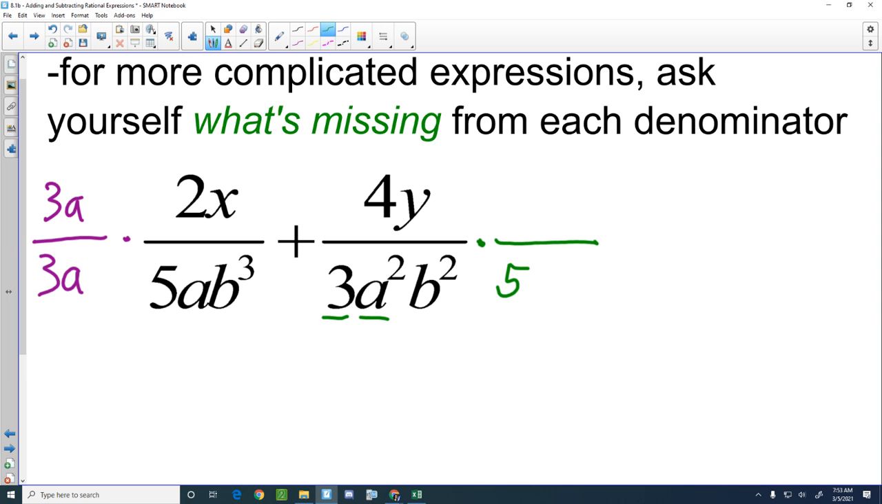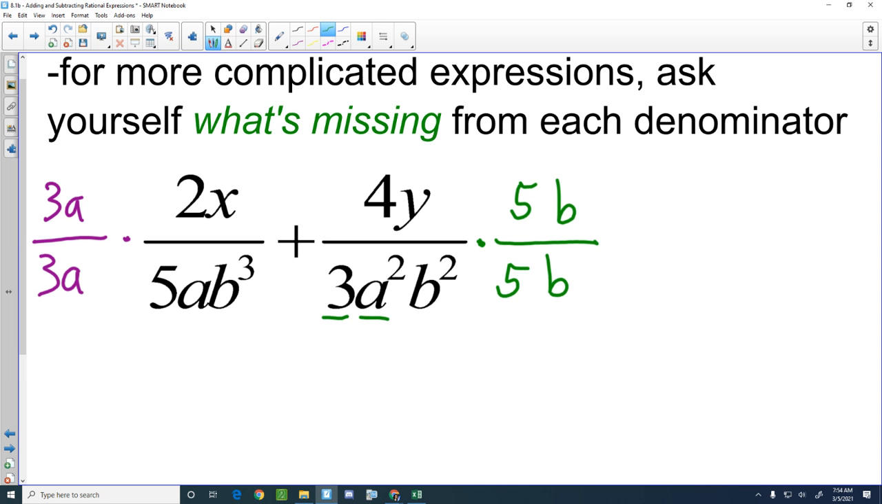Finally, look at the b's. This is b squared. On the left side, there's b to the third. So how many more b's do I need to multiply by on the right? Just one more, b to the first power, or just a b. If we multiply the denominator by 5b, we have to multiply the numerator by 5b.